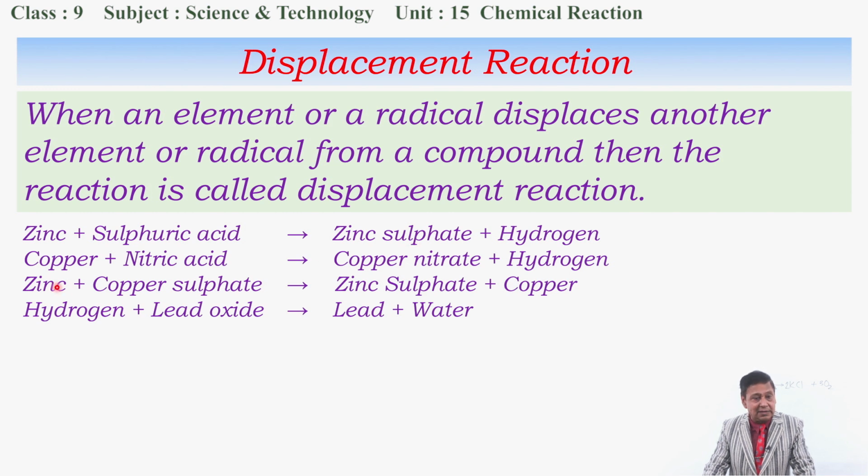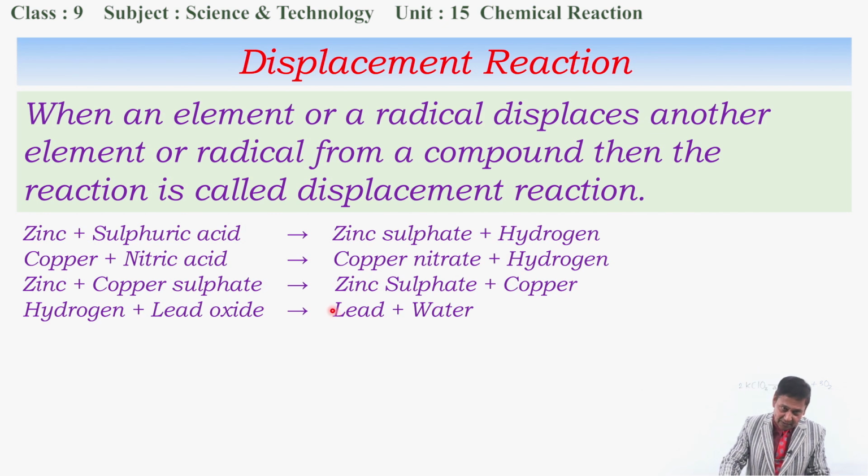And if a metal reacts with another salt, then the reactive metal can displace the less reactive metal from that salt. Zinc displaces copper from this copper sulfate, and so zinc sulfate and copper form. This is displacement. Hydrogen, when it reacts with lead oxide, lead is separated. This is also a displacement reaction.